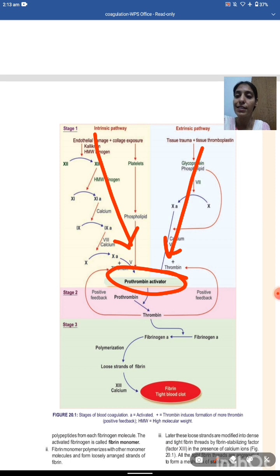After this, the second stage is the formation of thrombin with the help of prothrombin. So prothrombin is converted into thrombin with the help of the above factor, which is formed in stage 1, which is prothrombin activator.